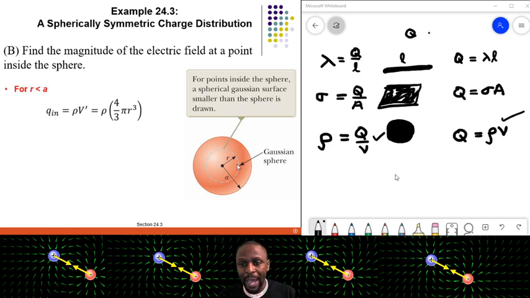For r less than a, it means that your Gaussian surface must be plotted inside the sphere. Remember, question A was asking for when r is greater than a, where you must be somewhere outside the sphere. But when r is less than a, you must be inside. The other thing I want you to see is that what we are given here is the charge density rho for the whole sphere of radius a. But if r is less than a, the charge enclosed by that Gaussian surface is less than the total charge.